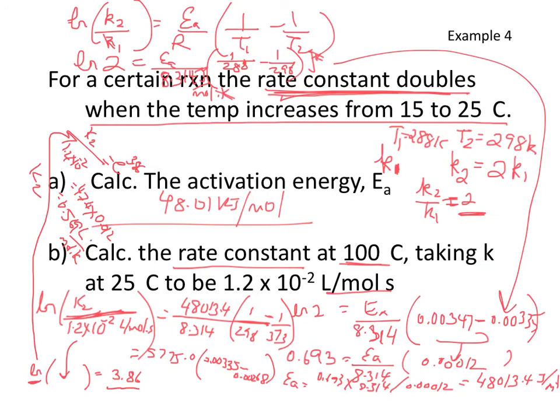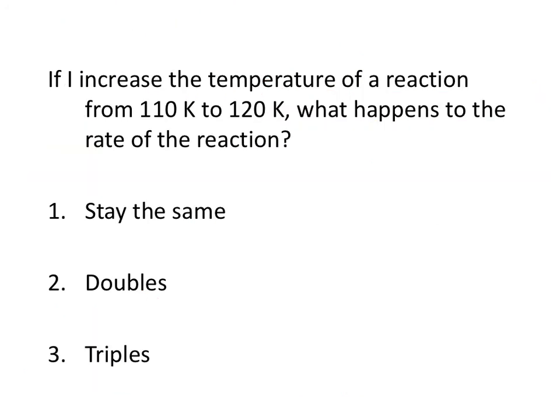Notice this number is higher than 0.012. So of course it's a higher number. That makes sense, that as you're increasing the temperature, the rate is going to increase as well. All right, the question is, if I increase the temperature of a reaction from 110 Kelvin to 120 Kelvin, what happens to the rate of the reaction? Hopefully you can see, irrespective of Kelvin or degrees, since the size of a Kelvin is the same as the size of a degree Celsius, essentially a 10-degree change means the reaction rate should double.